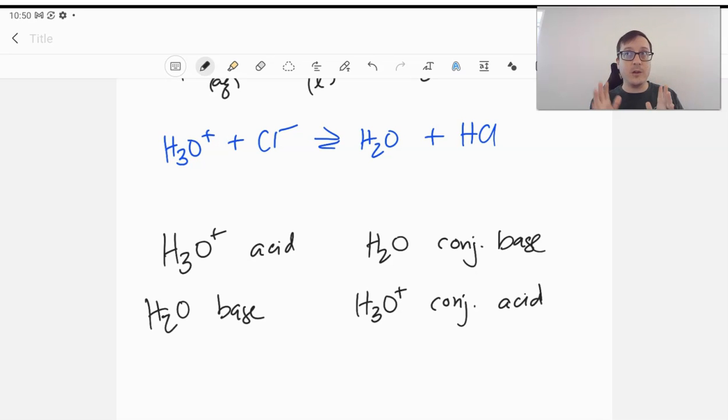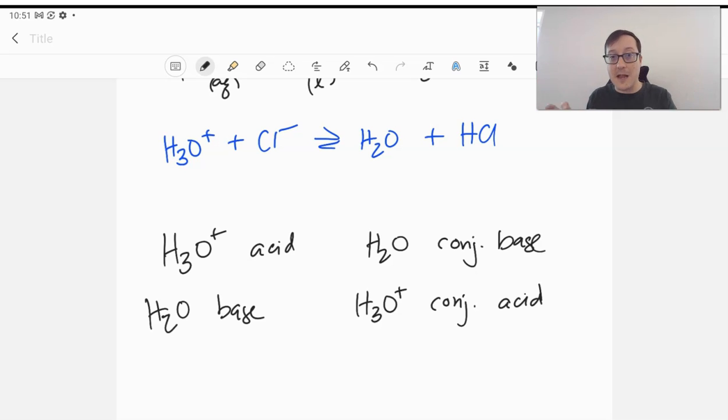So whichever compound you happen to focus upon, it will have a conjugate base or a conjugate acid or both. In the case of water, water has both a conjugate acid and a conjugate base. H3O plus only has a conjugate base. We don't ever see H4O2 plus. And like the HCl was an acid, Cl minus is the conjugate base. Cl minus has no conjugate base of itself. Cl minus cannot act as an acid.